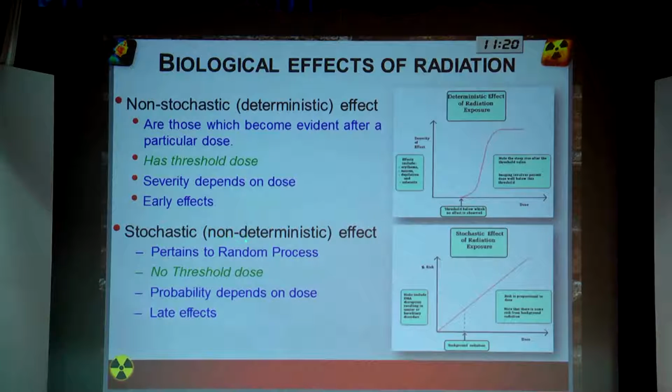And the stochastic effect, this is more of a probabilistic or a random process where even very low amounts of radiation can lead to a biological effect. And so these are more of late effects as compared to the early effects in the deterministic process. And the examples for this are cancers and, for example, leukemia. These were all first studied when there were the atom bomb survivors in Hiroshima and Nagasaki.